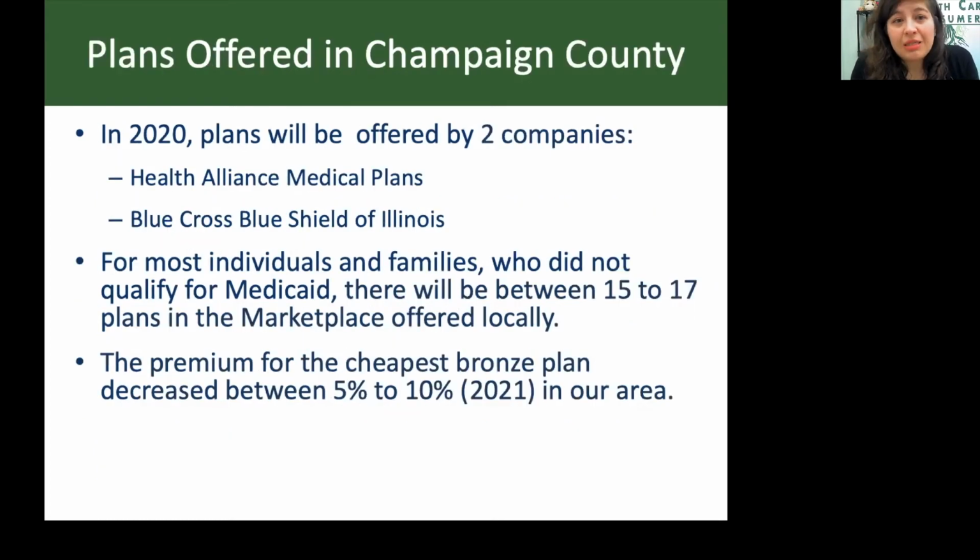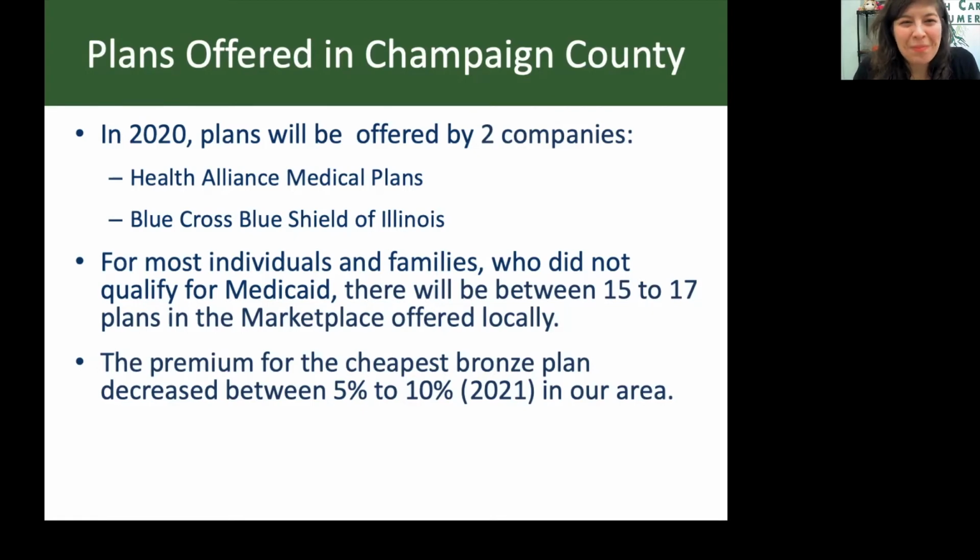In Champaign County specifically, we've got 2 companies that are offering plans, Health Alliance Medical Plans and Blue Cross Blue Shield of Illinois. For most individuals and families who did not qualify for Medicaid, there are going to be about 15 to 17 different plans available for them to choose from. The premium for the cheapest bronze plan has actually decreased this year. So the decreases are between 5 and 10% for our area. So that's a good thing.